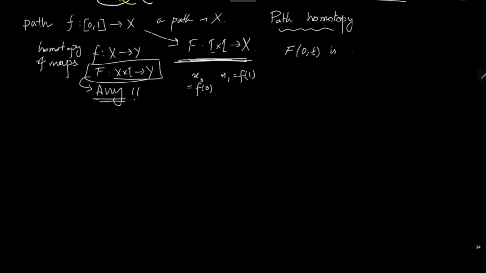is the same point for all t. Let's say this is x0 for all t in I, and x1 equal to f of 1 comma t is the same point for all t in I. So that is the only other condition in path homotopy that we require, which we did not have in the case of just homotopy of maps.